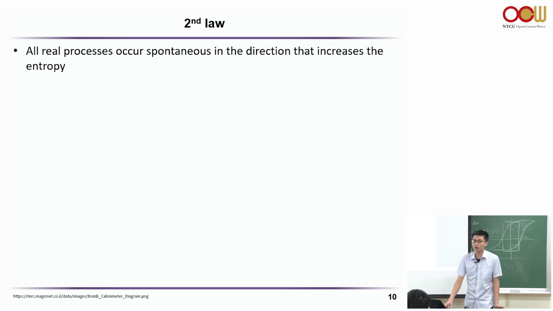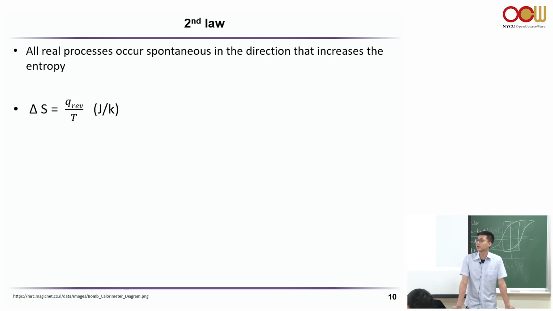Okay, let's look at the second law. The second law basically states that all real processes occur spontaneously in the direction that increases entropy. So increasing entropy is good. If we have a decrease of entropy, think about the synthesis of ammonia, you decrease the number of moles of gases, right? So that means you have to do work on such a system, or there has to be some energy gain from such a process so that this reaction becomes feasible.